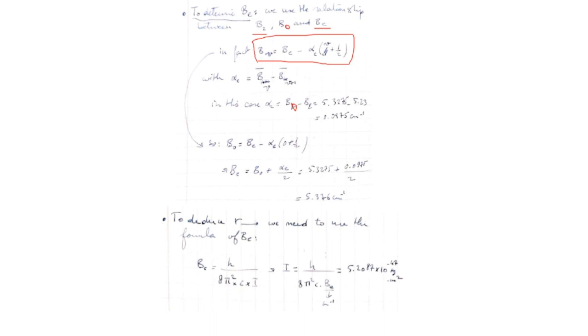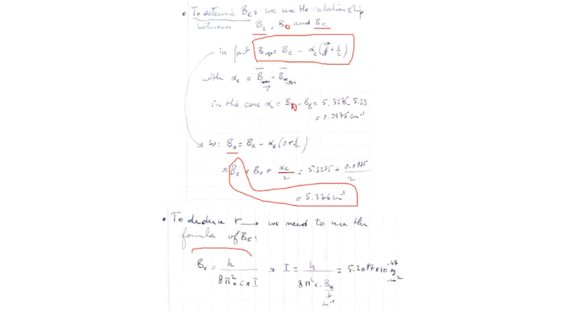We need BE, so we need to choose a B value and use its corresponding V. Let's choose B0. So B0 is BE minus alpha E, which we've just got, times (V plus half), where V is 0 for B0. From that we can calculate BE, since we know B0, which we calculated before, and alpha E. So we find BE is equal to this value. Now BE is the equilibrium value, so from that we can get the intermolecular distance and a lot of other things. You need to remember this expression.